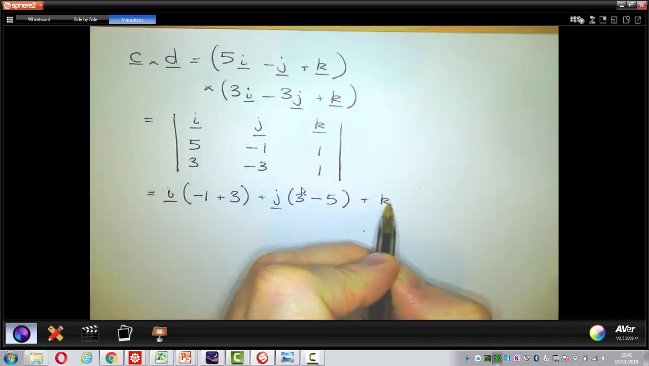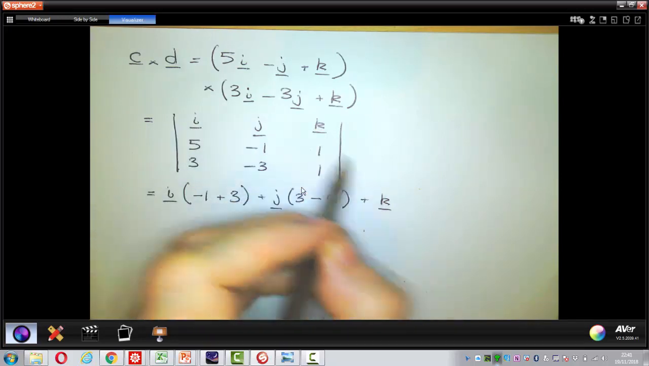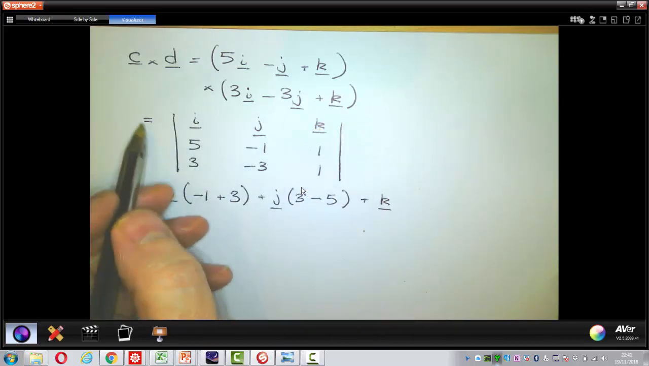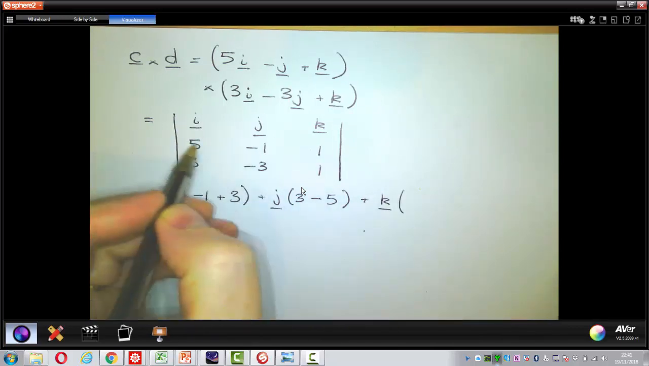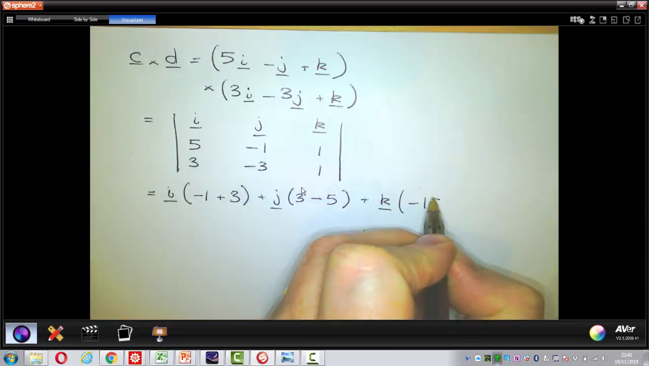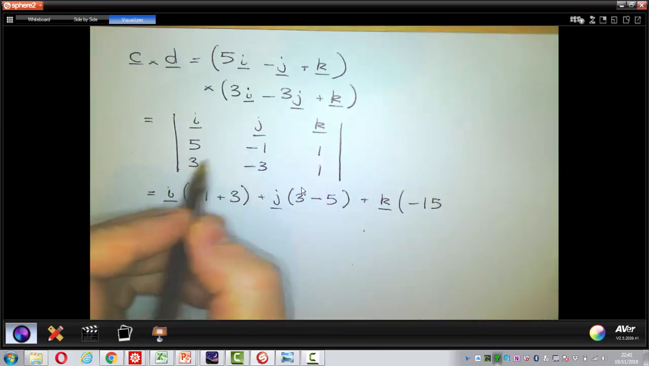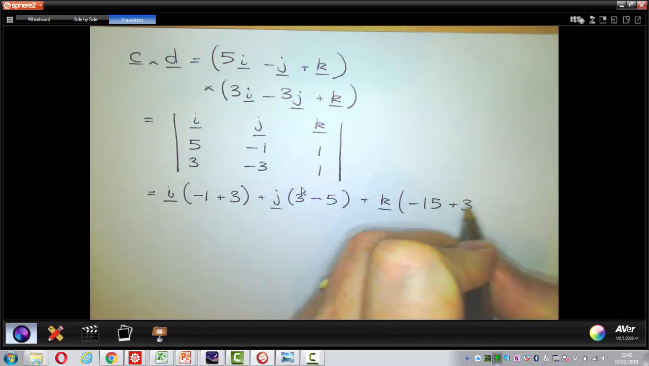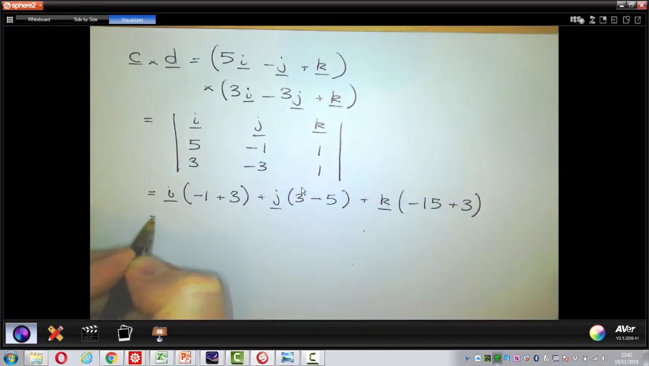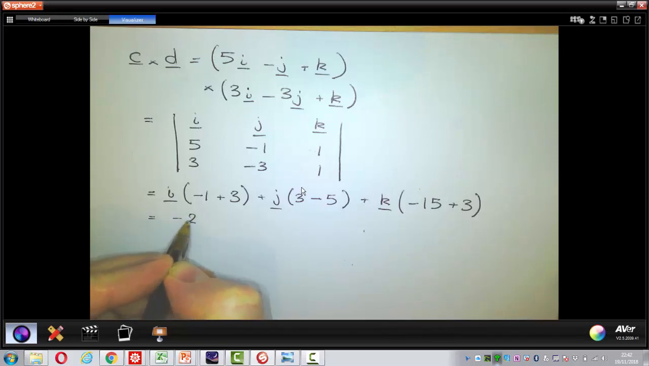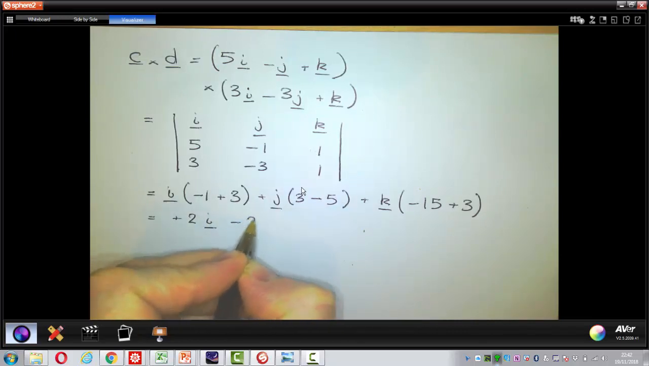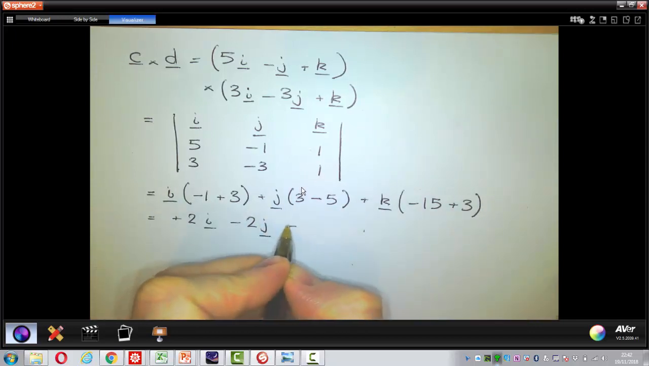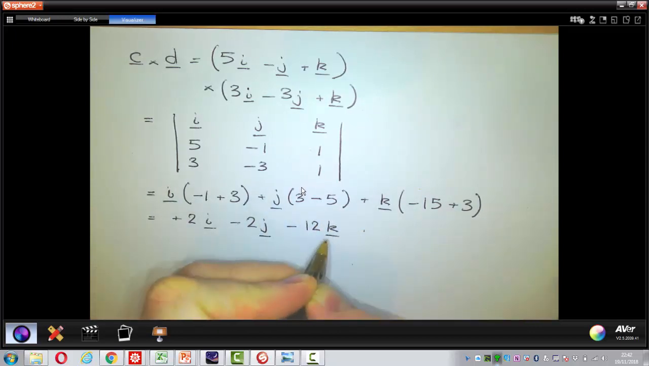And then for k, don't use these ones, don't use these ones. Down to the right takes us round the end to the 5 here. So we have 5 times minus 3 minus minus 1 times 3. So our vector product here is minus 1 plus 2, so that's 2i, 3 minus 5, that's minus 2j, minus 12k.